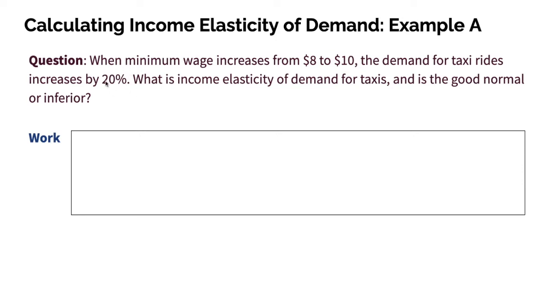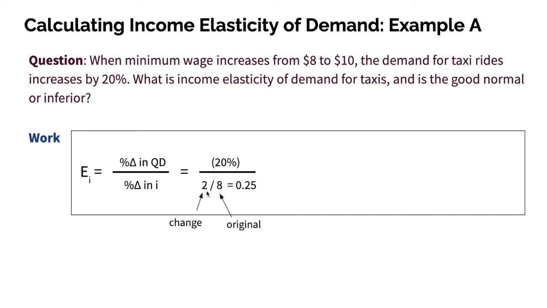So they're already giving you the percent change in demand here, but here's how it's set up. E sub I is equal to percent change in QD, quantity demanded, divided by percent change in income. So we've got 20% on top. It already gave us the percent change in the demand for taxi rides. And in the denominator, we've got 2 over 8. That's because 2 is the change in the value. It went from $8 to $10. Minimum wage did. Okay, that's our income change, 8 to 10. So the change is 2 over the original 8 gives us 0.25.